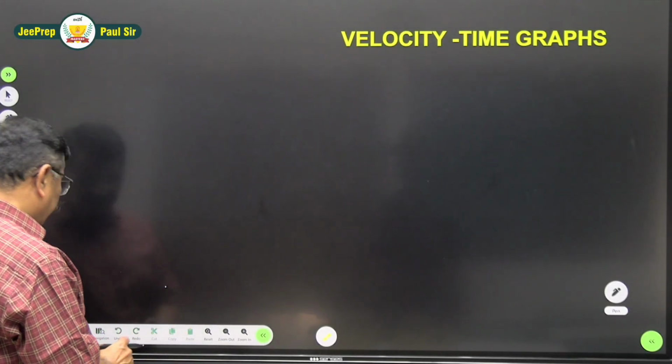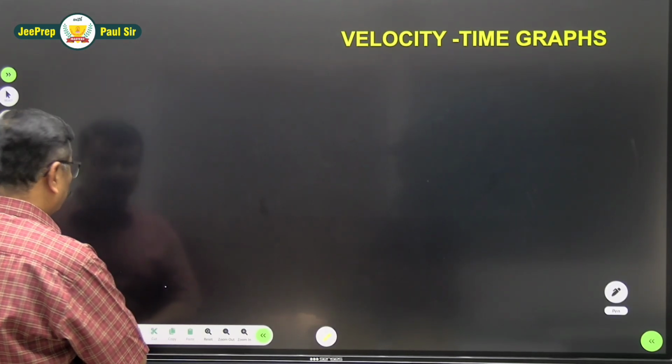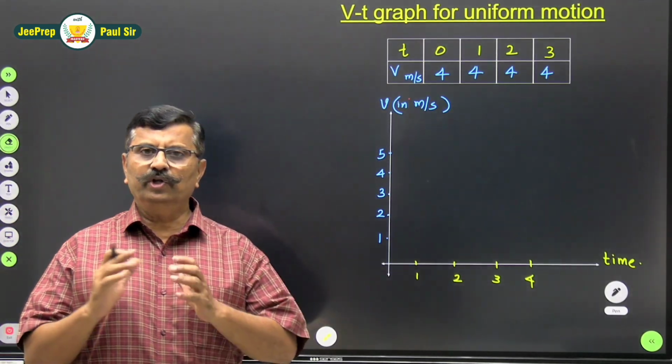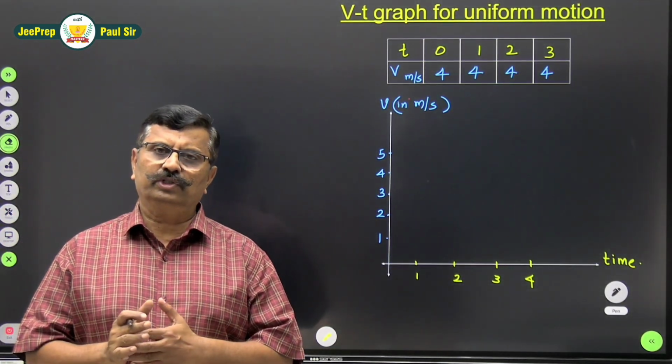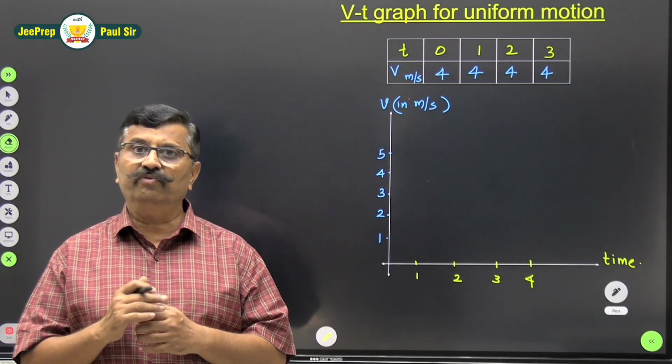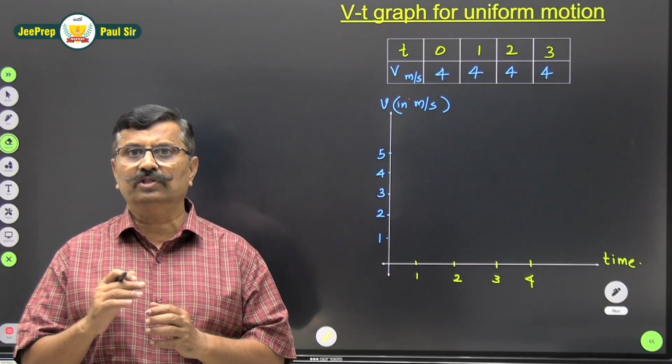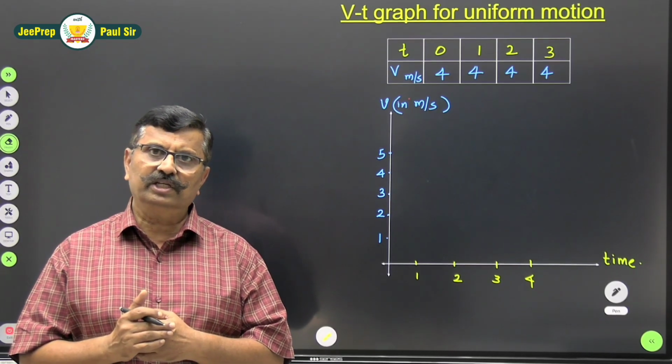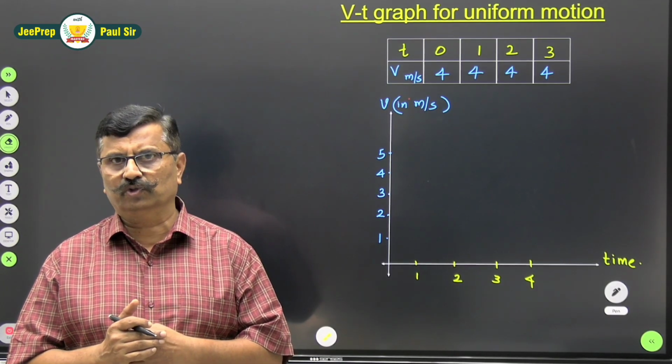The first velocity time graph is for the uniform motion. Now what do you mean by a uniform motion? When a body covers equal distance in equal time, I mean when the body is moving with constant velocity, then we say that the body is performing uniform motion.